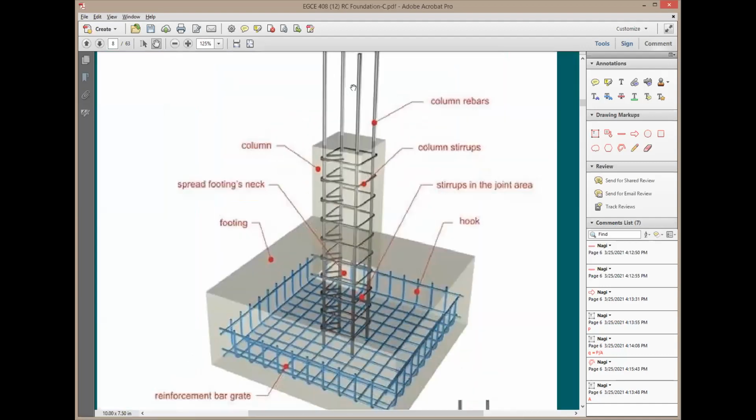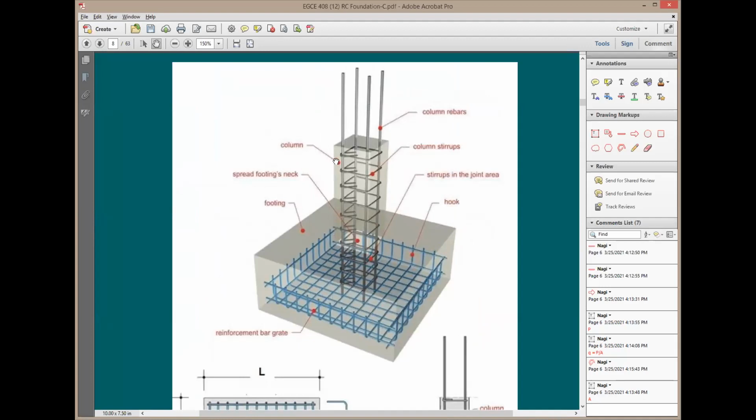So in this picture here, this is going to be the column itself. And the column itself includes rebars, vertical rebars. We call these dowels because this is not the column rebars. These are just the dowels that connect between the footing and the column. And of course, we're going to have ties or stirrups because this is your tied column, the way that you see it here.